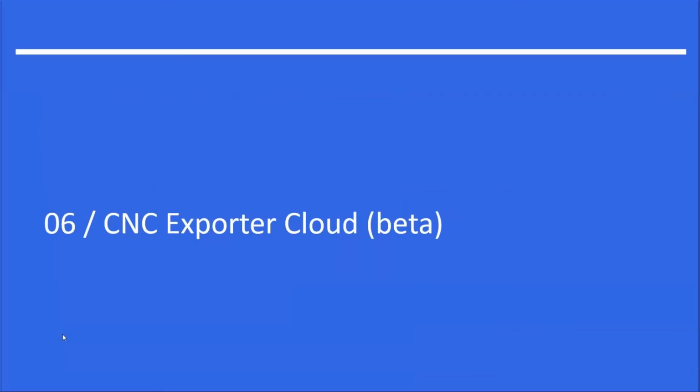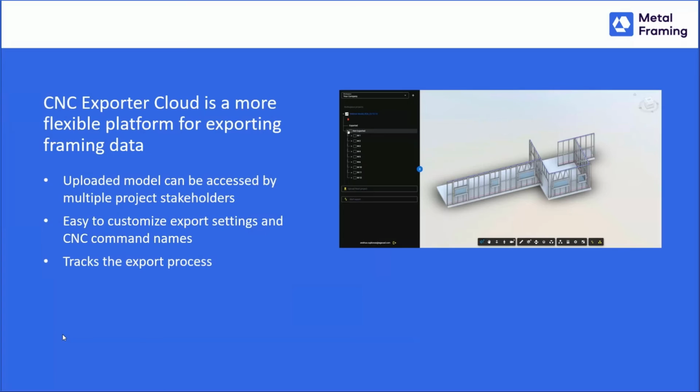And now, a very special moment. We are very happy to introduce you to our CNC Exporter Cloud. Right now, it's a beta version, but CNC Exporter Cloud will become a more flexible platform for exporting framing data. You can upload a Revit model, which can be accessed by multiple project stakeholders. It's easy to customize export settings and CNC command names, and you can track the export process.